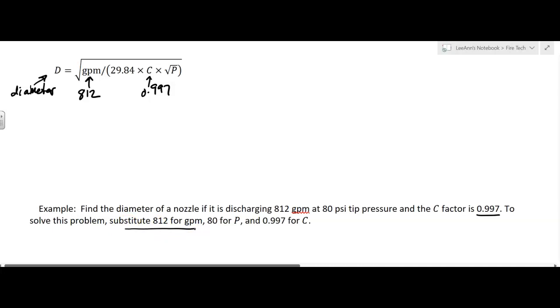I believe GPM is gallons per minute. And then 80 for P. So I'm going to put an 80 in for the P, sorry. And 0.997 for C. Okay, so now we know what everything is. PSI, that's pounds per square inch. So you do that when you do your tire pressure. So we can figure this out. But I want to go through it step by step because it's a little bit different than maybe you would do in a math class.